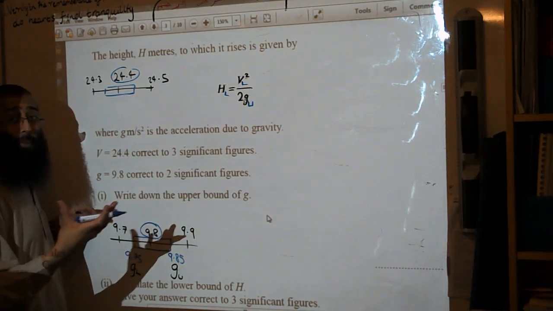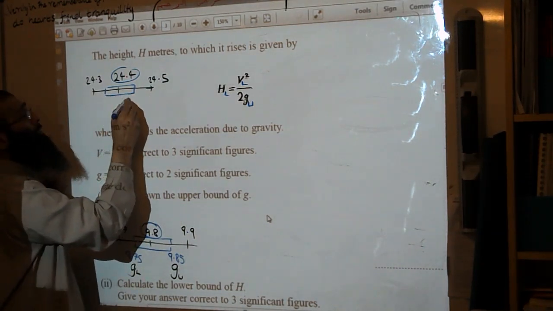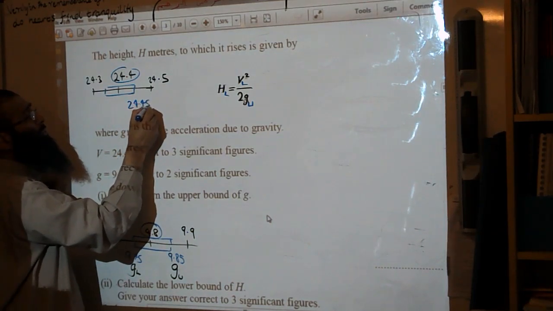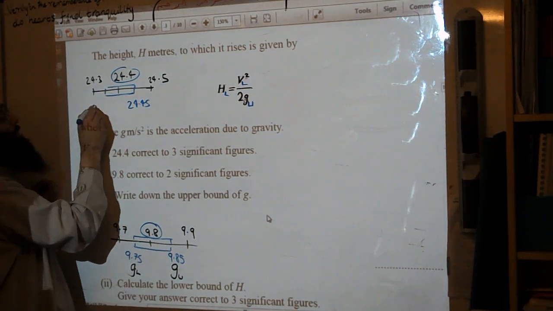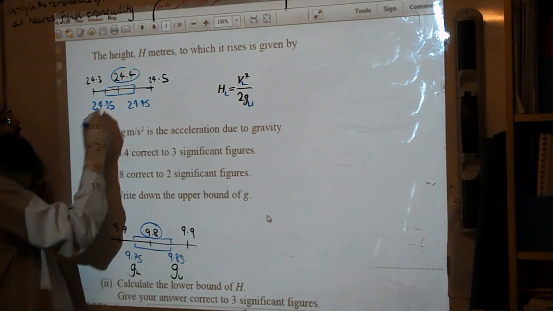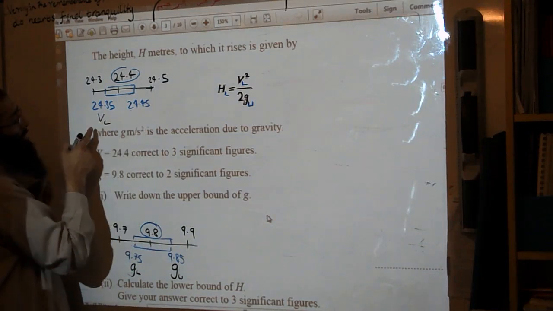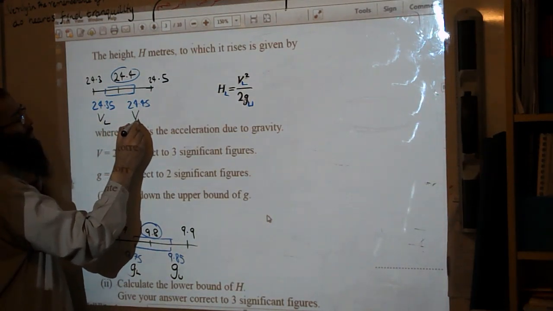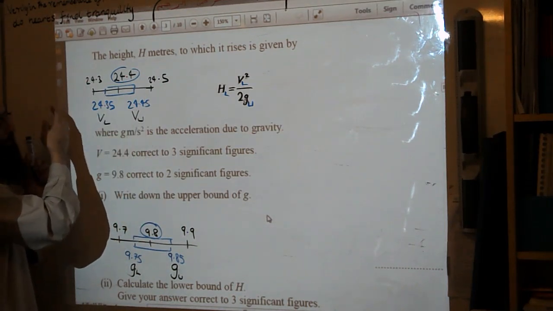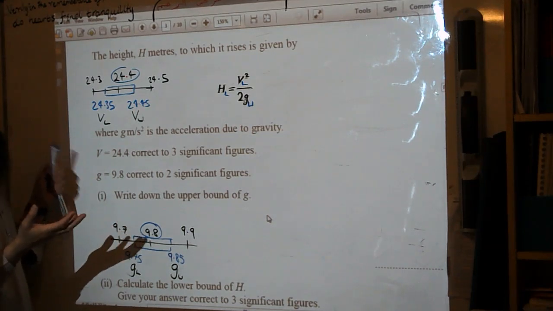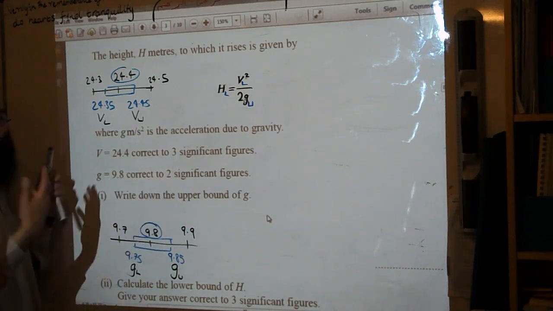The easy way for us to interpret that is, I'm going to go from 24.4 to 24.5 halfway. That will give me 24.45. That will give me the upper, and if I go half between these two, that will give me the lower bound. So 24.35. So we can say here that this is going to be V lower, the velocity lower, and the velocity upper bound. Okay? So we're now quite quickly using a number line, able to establish exactly what the upper and lower bounds are. Regardless of them trying to confuse it with 3SF and 2SF, we know what it means.